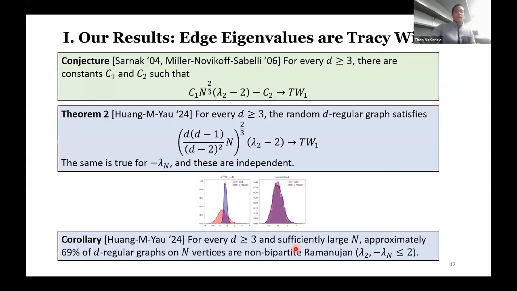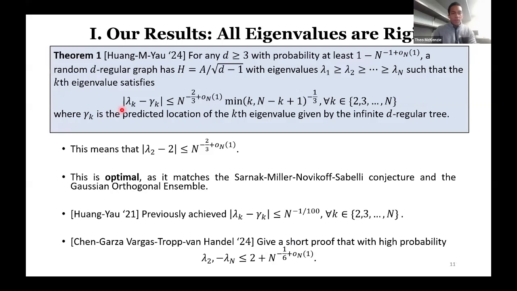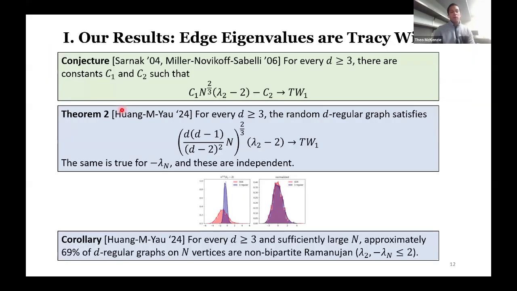Okay, so our second result is that we actually prove this conjecture given by Sarnak and then Miller, Novikov, and Sabelli. So specifically, we show that if I multiply by this factor of d times d minus 1 over d minus 2 squared, then what I get converges to the Tracy-Widom law.